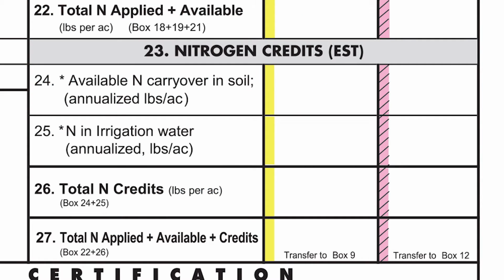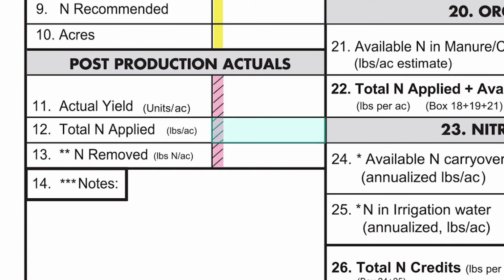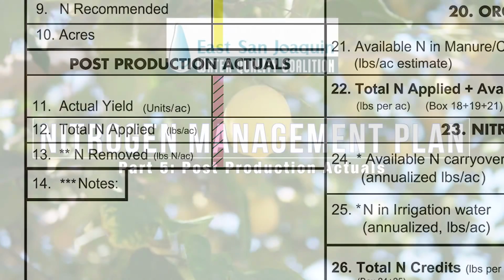Box 27, column 16, is where you record the total of all nitrogen that is applied and available for the crop during the growing season. This number is also transferred to the left-hand side of the worksheet, box 12, or total N applied.